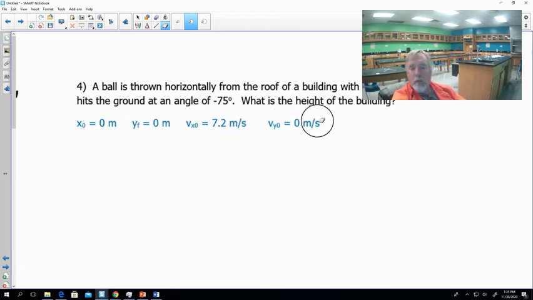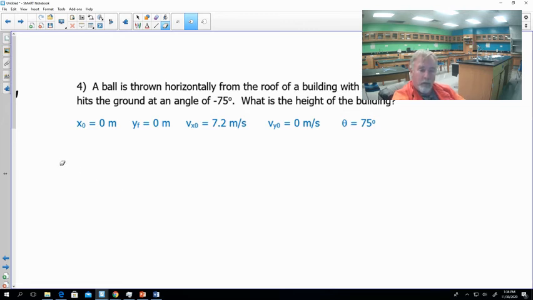So again, I want you to write down, what is it that you know? We know x0 is 0 meters because it's thrown horizontally from the edge of the roof. We know that our y final is 0 meters because it hits the ground. We know what our initial velocity is in the x direction because we were told it was thrown horizontally at 7.2 meters per second. And we know that our velocity in the y direction is 0 because it's thrown horizontally. And finally, we know that our theta is 75. And actually, I'm sorry, guys, I missed that negative sign there.